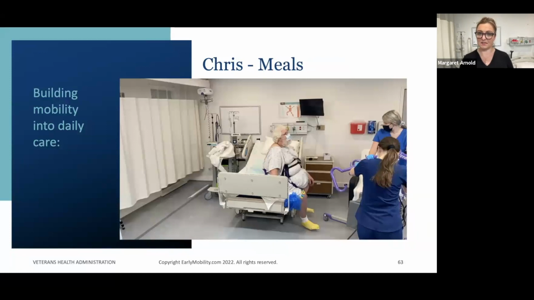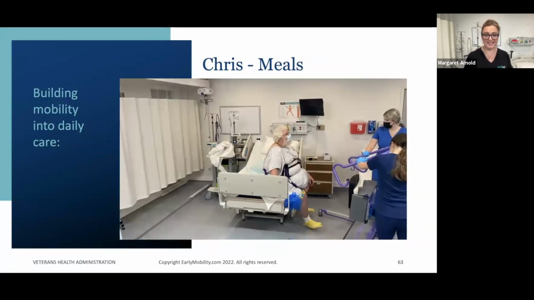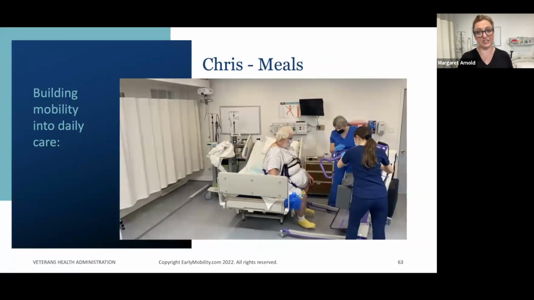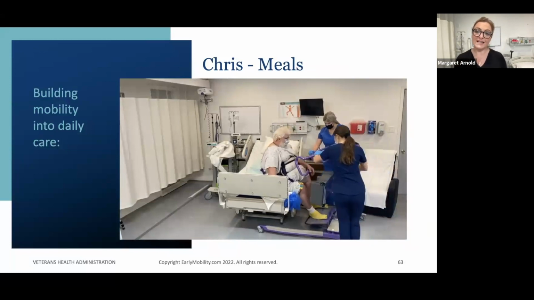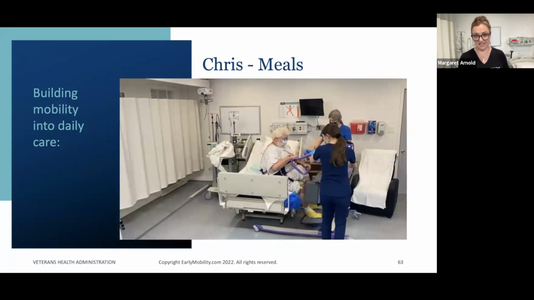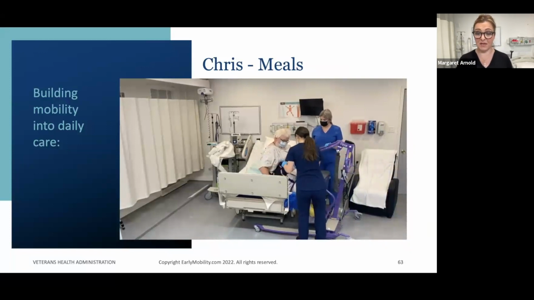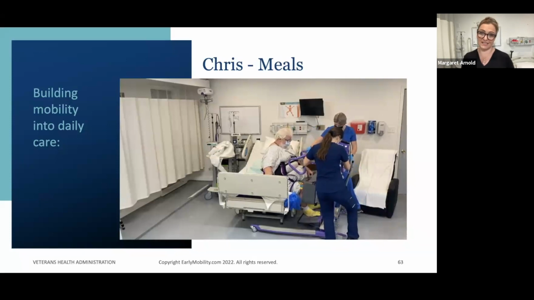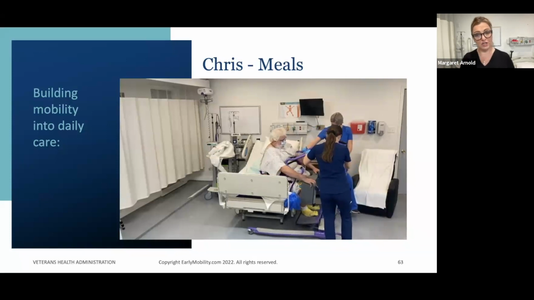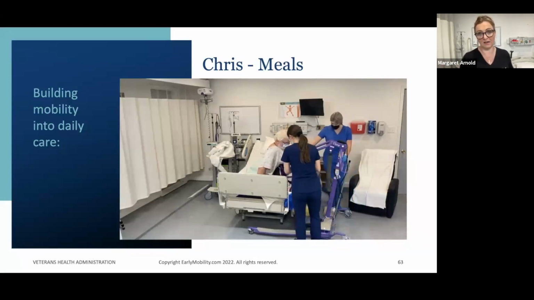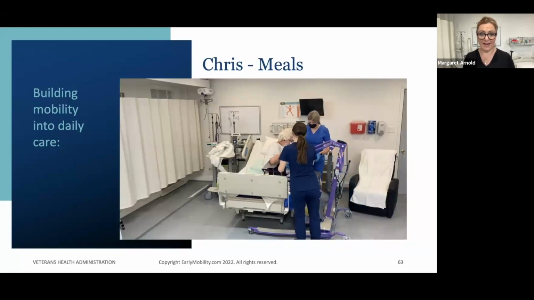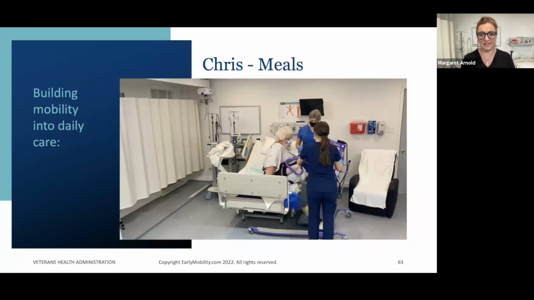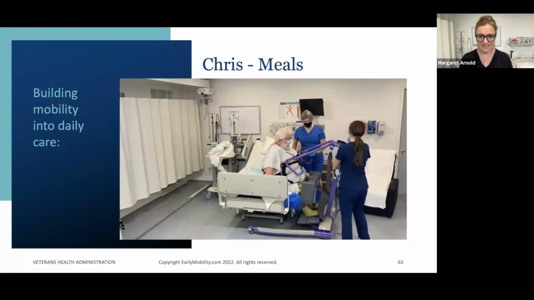What about meals? The best position for Chris to eat his meals is up in a chair. We know he needs a standing powered device to help him stand because he's a 3P. We can either use a powered standing and raising aid, which we're going to see here, or you can use a ceiling lift with a walking harness. Either way, you're using power and you're having him participate. So just because you're using a powered device doesn't mean your patient is passive.